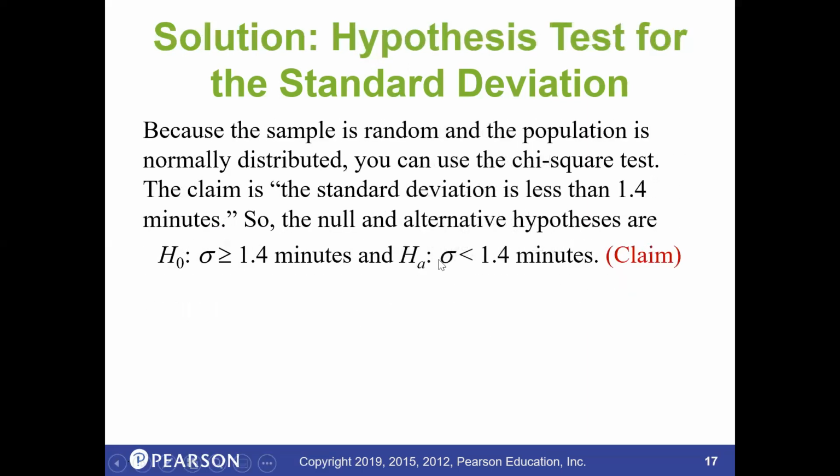So here it is. Since this is less than 1.4 minutes, the less than symbol goes with the alternative hypothesis, and that's our claim. That means the null hypothesis would have to be the exact opposite. Null hypothesis: standard deviation is greater than or equal to 1.4 minutes. Okay, two-tailed or one-tailed? It's one-tailed, right? It's going to go a certain direction. So if we assume the null hypothesis is true, we want to get above 1.1, greater than 1.4 minutes. It's a one-tailed test from the left side.